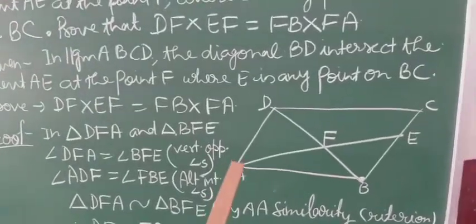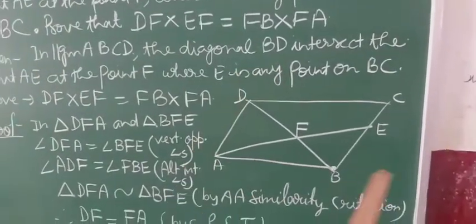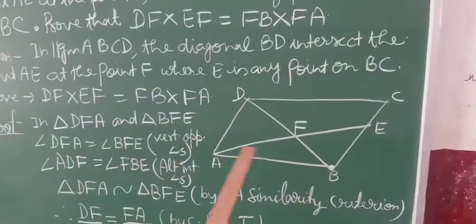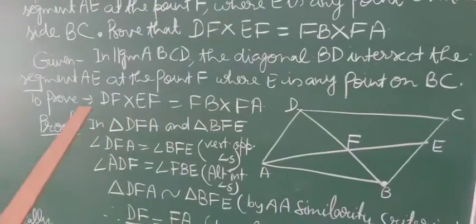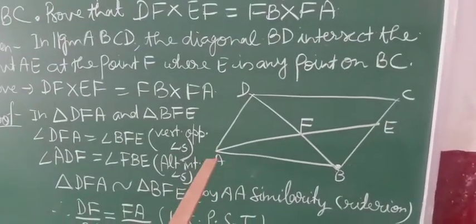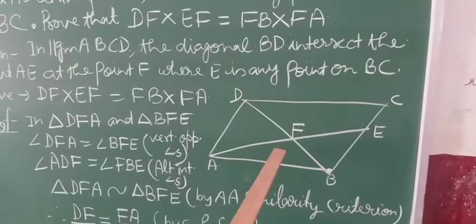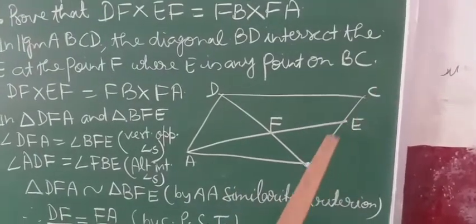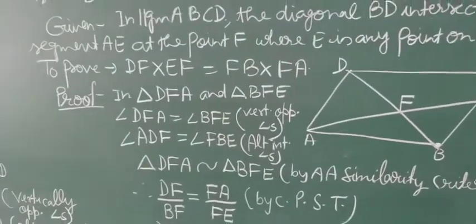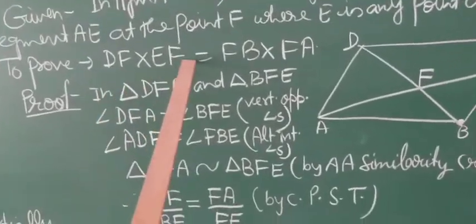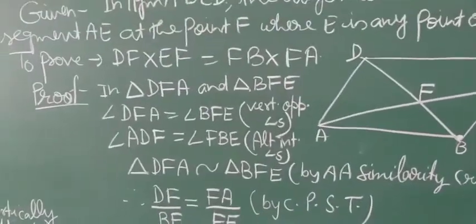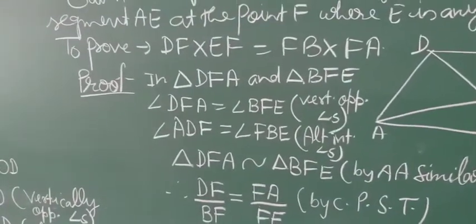Let us draw the diagram. ABCD is a parallelogram, students. Diagonal BD I have drawn. Then it intersects the line segment AE. AE is the line segment. It intersects AE at F, and E is any point on BC. Okay students, this we have to prove: DF into EF equals FB into FA. All the terms do not have any power, students.